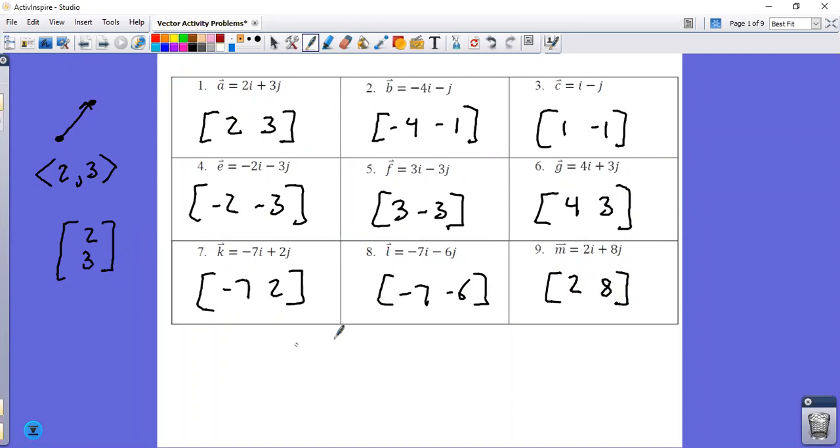But like I said, each one of these can be represented in a lot of different ways. The way that you see.